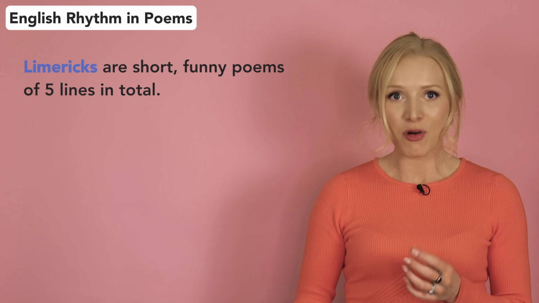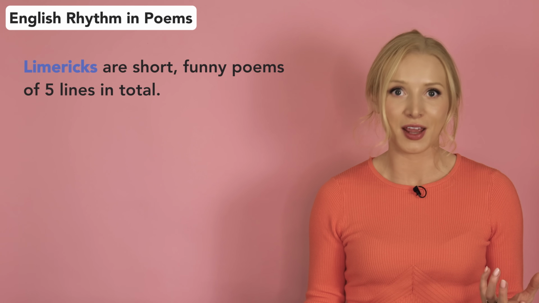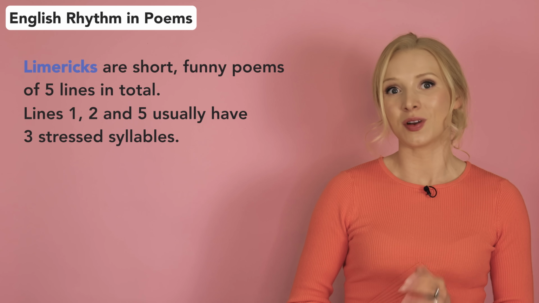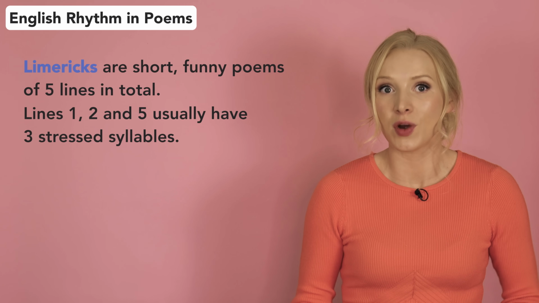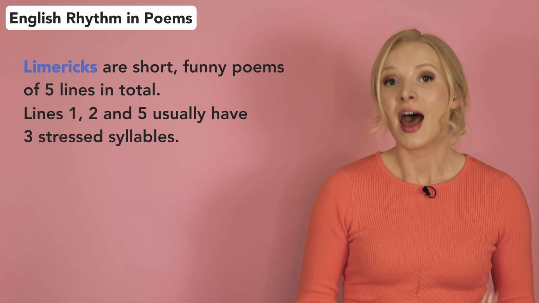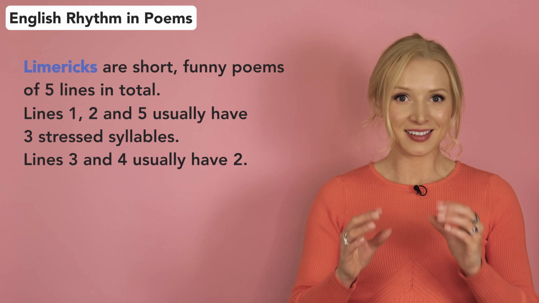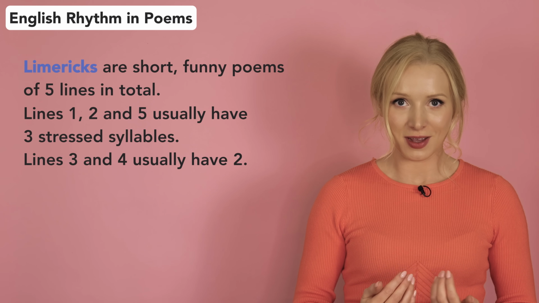Other great ways to pick up and practice English rhythm are, of course, through songs and poems. And in fact, I'd like to end today's lesson with a limerick. Limericks are short, usually funny poems of 5 lines in total. Lines 1, 2, and 5 usually have 3 stressed syllables, and lines 3 and 4 usually have 2. Here's an example. Shadow me if you can.